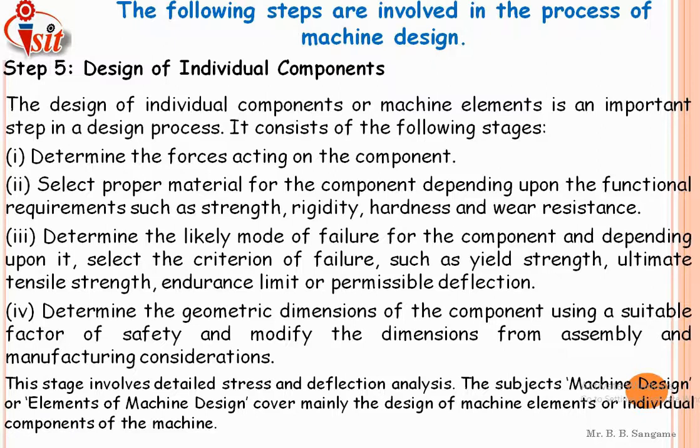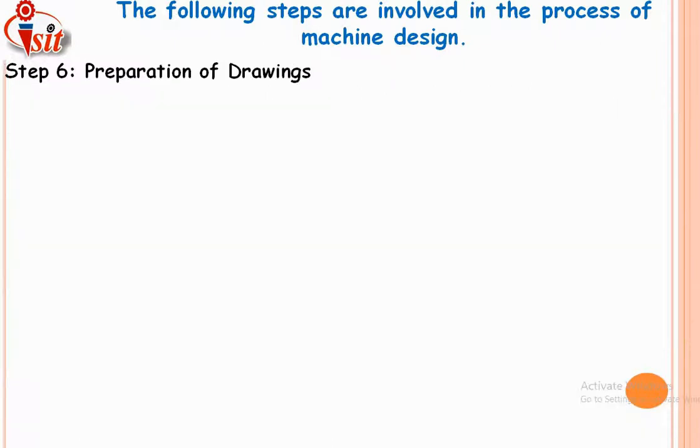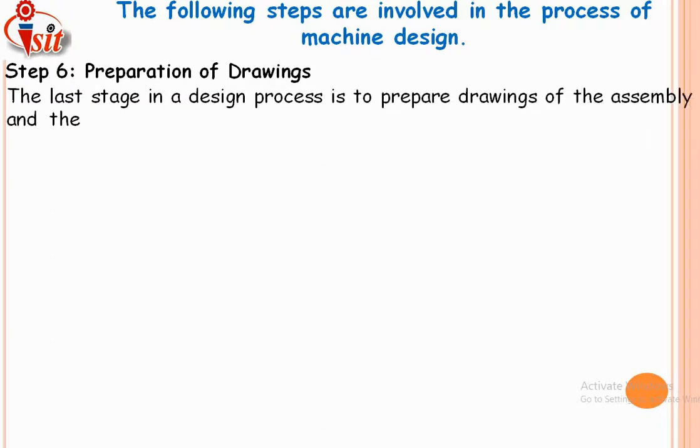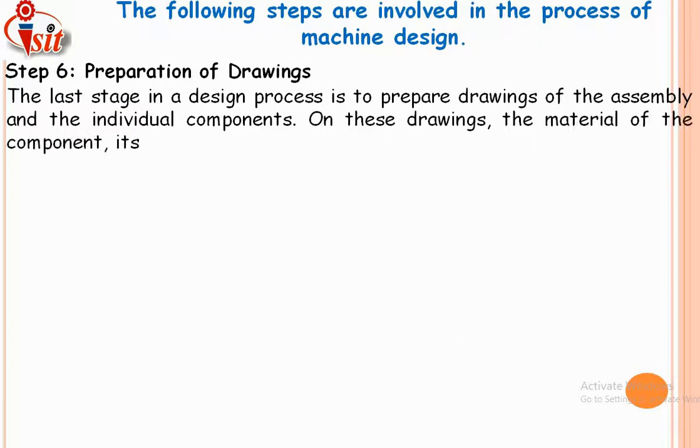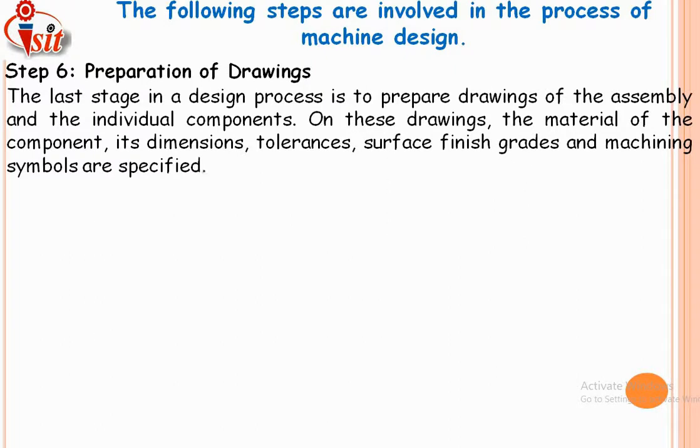Now, in the first lecture we have seen what is meant by design. Design is nothing but determining the dimensions of the component. And after determining the dimensions of the component, you have to go for the preparation of drawings. This means you have to prepare a detailed drawing of that particular process. The last stage in the design process is to prepare a drawing of the assembly and the individual components, because in step number 5 we actually determine the dimensions of the component.